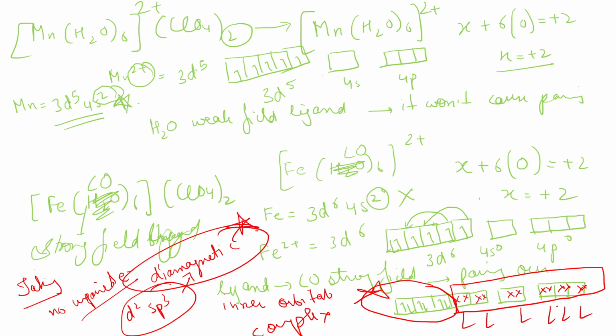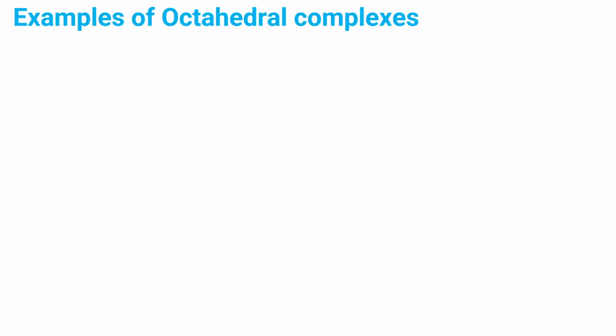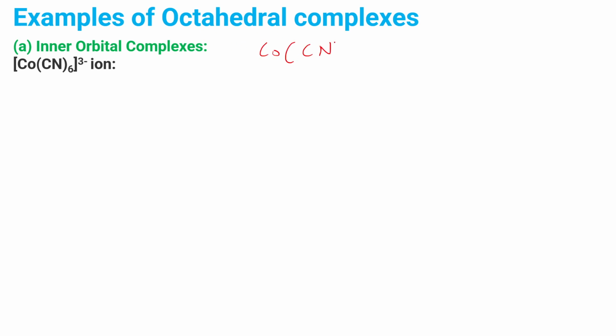We'll further discuss the same and practice some more questions further in the video. So, examples of octahedral complex. Let us just see how much you guys have understood. Inner orbital complex, we have an example of cobalt [Co(CN)6]3-. First, you calculate the oxidation state of cobalt: x plus 6.